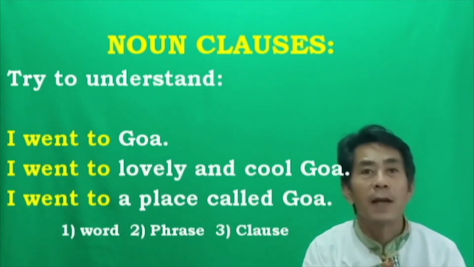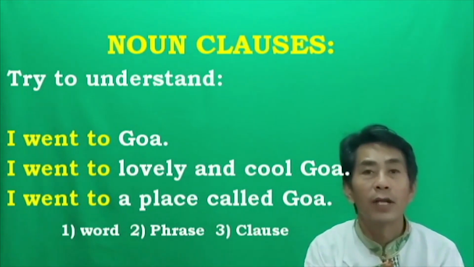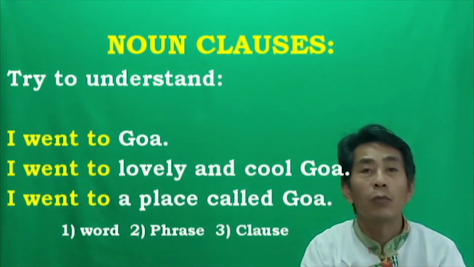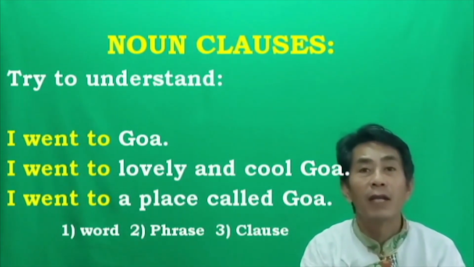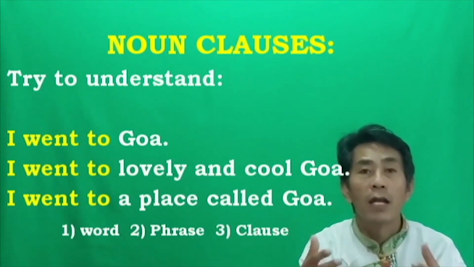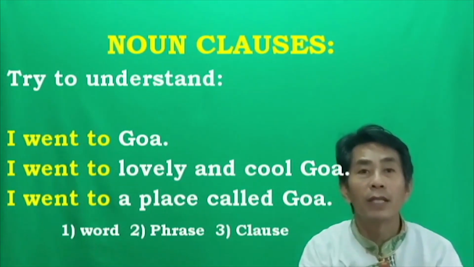Next sentence: I went to lovely and cool Goa. This is a group of words, but it does not have any subject and verb. Unlike the first one, which is a simple noun, this one is a group of words. This is a phrase, because there is no subject and verb.